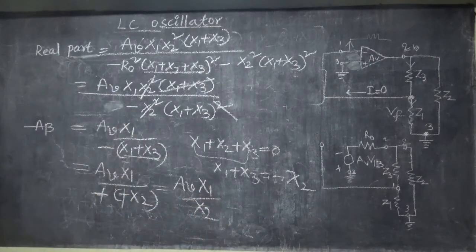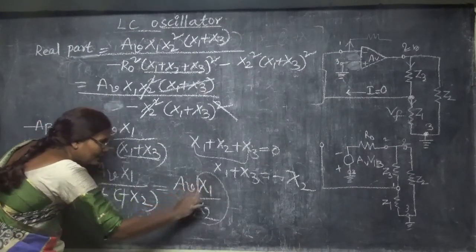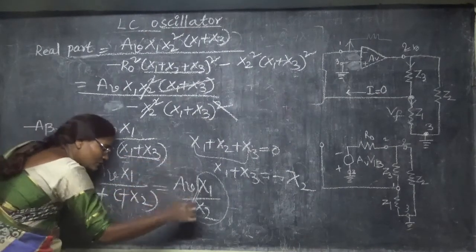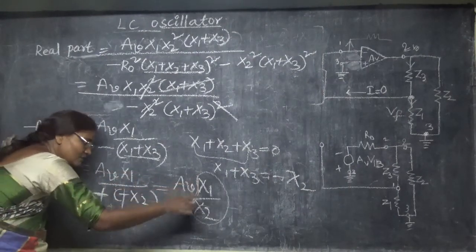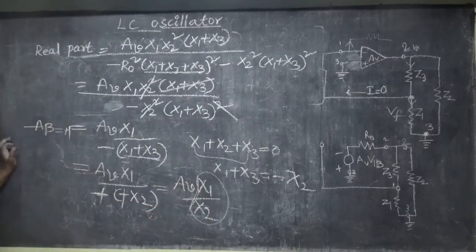Now, first of all, minus A beta is nothing but your gain, and it should be equal to plus 1 according to the Barkhausen criterion. So for this to be plus 1, both of these should be the same quantity. Same quantity means if it is an inductor, the other should also be an inductor. If it is a capacitor, the other should also be a capacitor. Then only my total quantity will be positive.